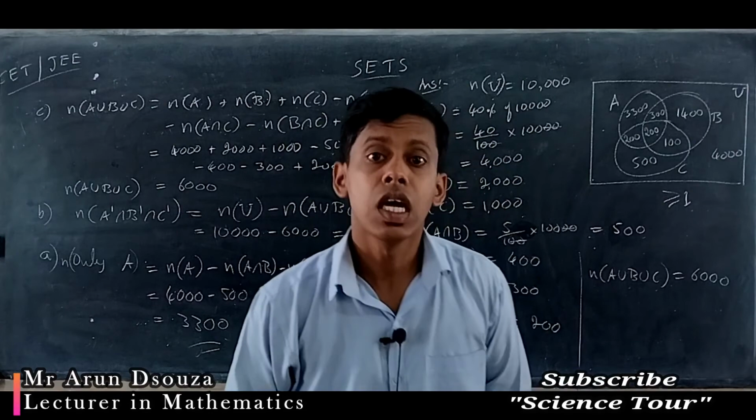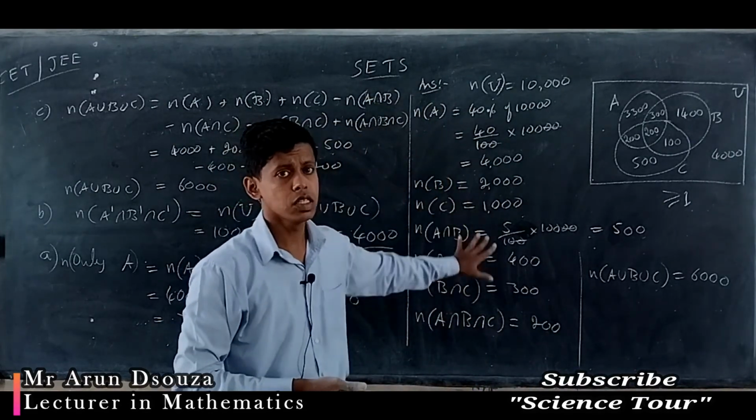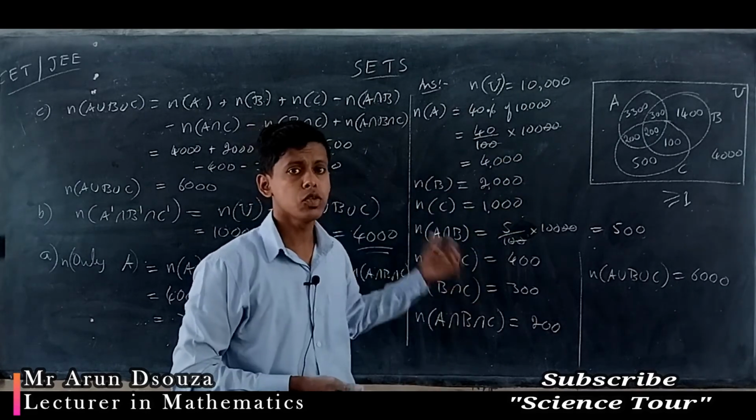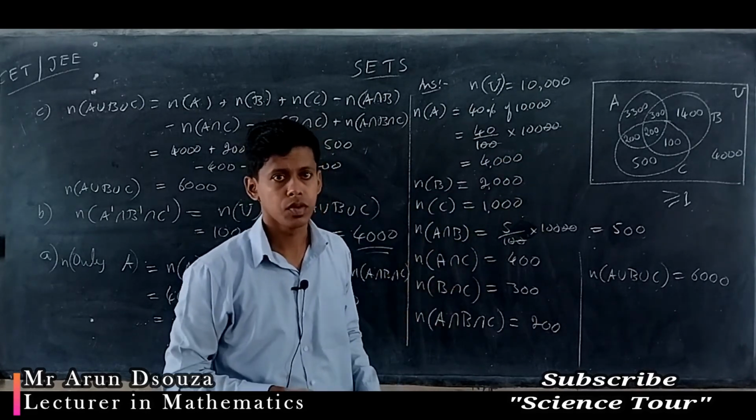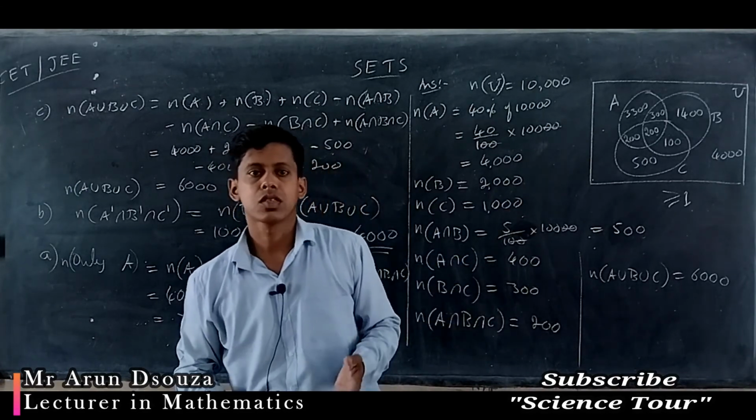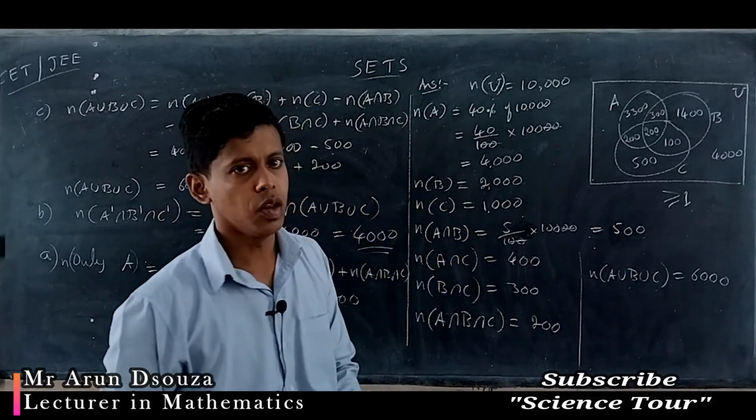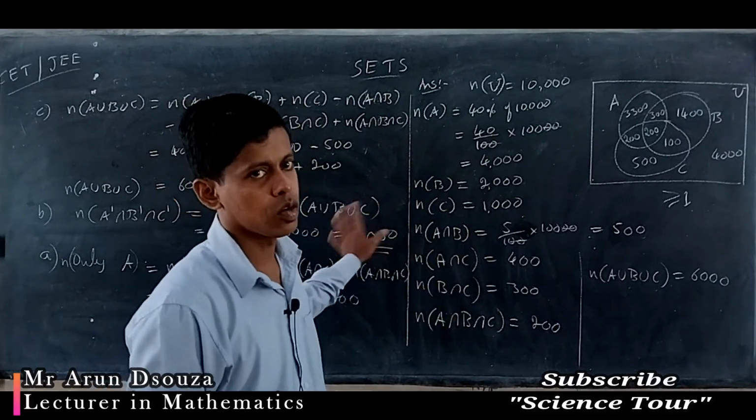So best is Venn diagram. Venn diagram is very easy. When all the data is at your disposal, using the Venn diagram, you can solve any given question. Okay. So except when this is not given, you can't go for Venn diagram. It's quite difficult. You can go to Venn diagram and then use the formula. Otherwise, directly you can go for the formula. That's best.